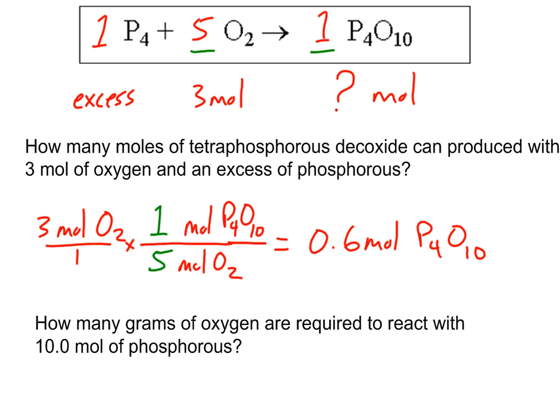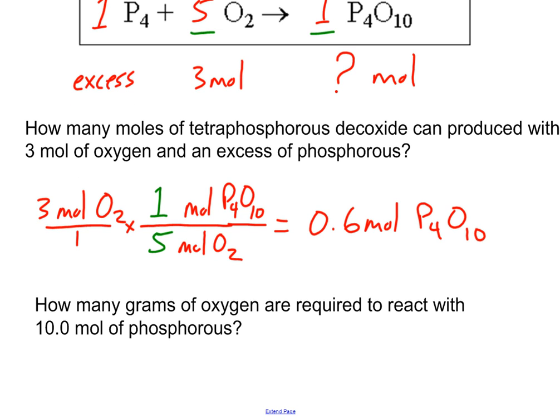All right, the next one we have down here is the number of grams of oxygen that are required to react with 10 moles of phosphorus. So let me go back up to my formula, and I'm going to erase the stuff that I had there before. And let's use a different color here. So we want to know the number of grams of oxygen. We want grams of oxygen required to react with 10 moles of phosphorus.